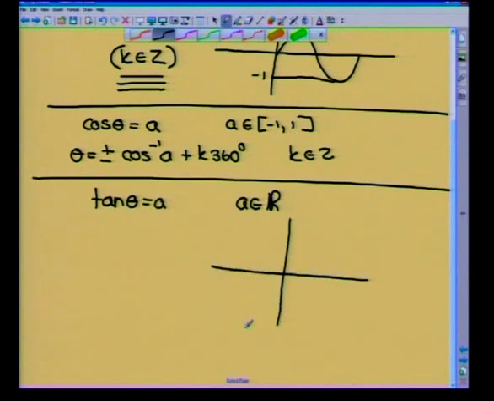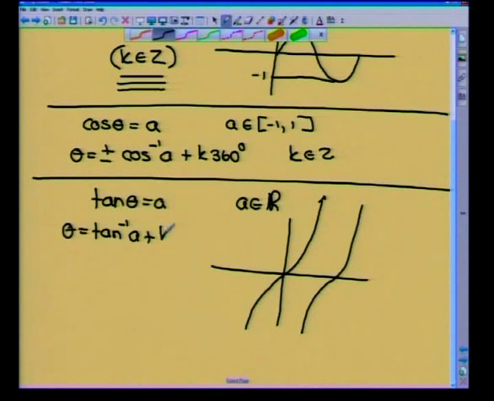Now think about your graph. It looks sort of like this, doesn't it? And so in actual fact, it's going on forever up here. And so yes, A can be any value you want. And the good news is this is theta equals shift tan A plus K 180. And yes, K is an element of Z as well.